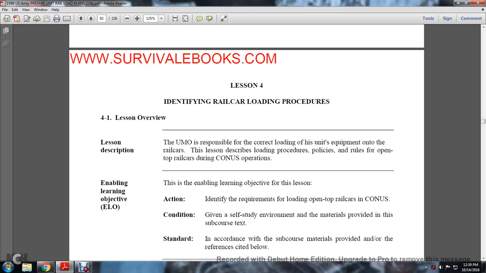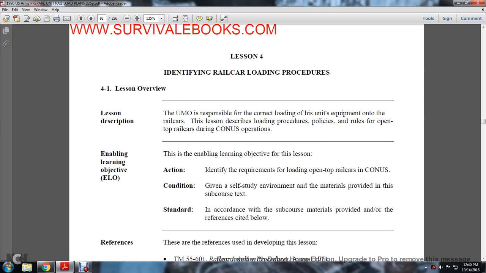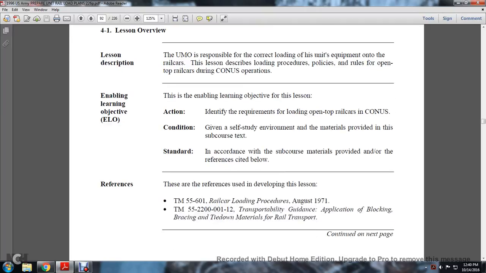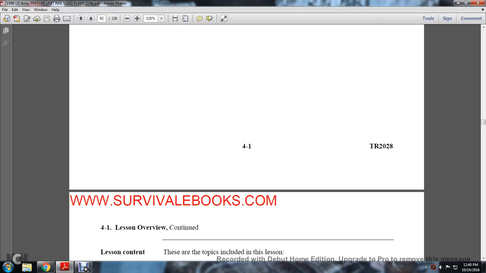Enabling learning objective. The enabling learning objective for the lesson defines the requirements of loading open-top railway cars in CONUS. Given the study of the materials provided with the subcourse for the text, the condition, and the standards, in accordance with the subcourse materials and the other references cited below. The references developed in this lesson are Technical Manual 55-601, Railway Car Loading Procedures, August 1977, and Technical Manual 55-2200-001-12, Transportation Guidance and Application of Blocking, Bracing, and Tie-Down Materials for Railway Transportation.